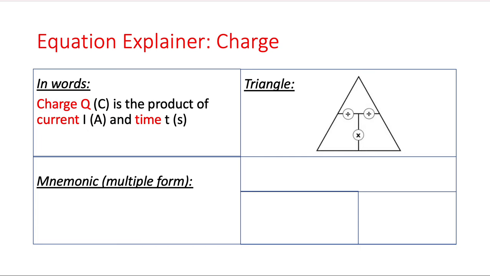If we're constructing our triangle, we're going to put Q on the top because Q is the product of I and t, which are going to go on the bottom. Now remember, as ever, you can put them in any different order. However, the general form is Q on the top, I on the left, and t on the bottom. If you remembered it the other way around, it doesn't matter as long as Q's on the top.